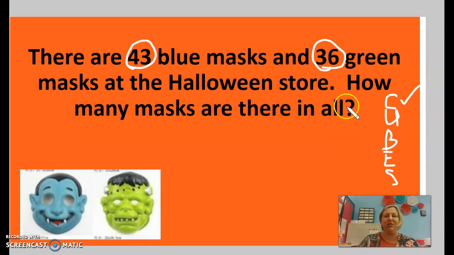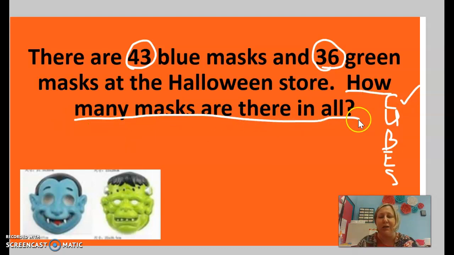My second step is to underline the question. How many masks are there in all? I underlined my question. I'm trying to figure out how many masks there are in all. My third step is to box keywords. So my keywords, what am I trying to solve? Is Halloween a keyword? Because I love Halloween. Oh, it's not?